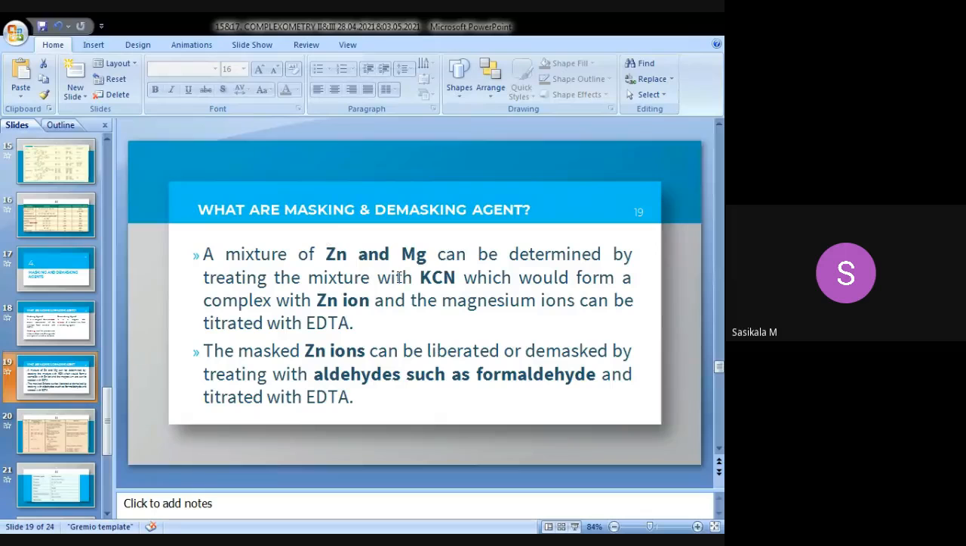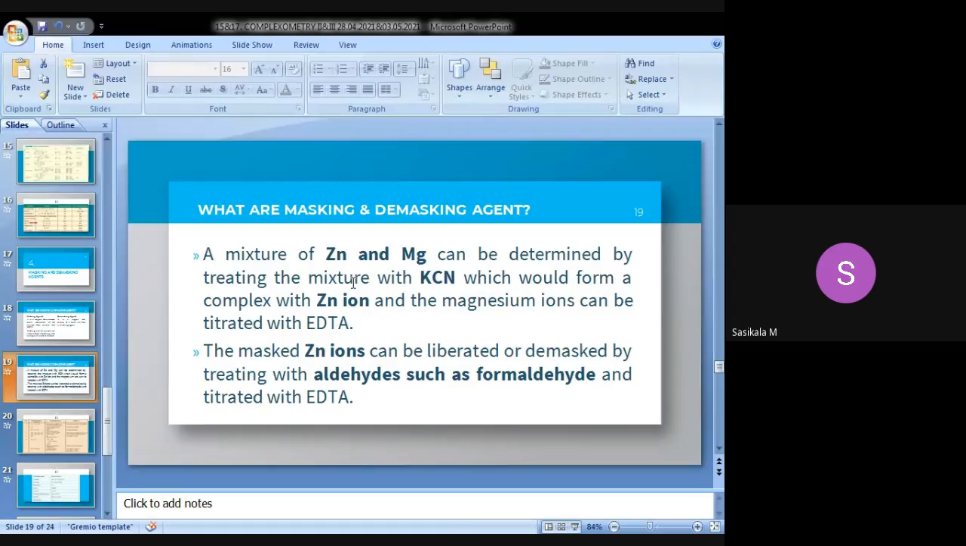So this process is called masking process, and KCN acts as masking agent. Which metal it masks? Zinc metal. And which is freed for analysis? Magnesium. Now magnesium can form complex with EDTA, and here this EDTA acts as titrant.